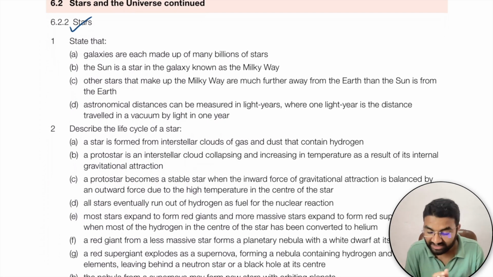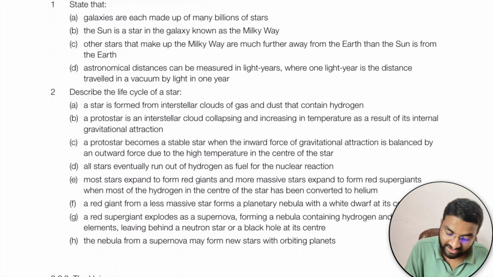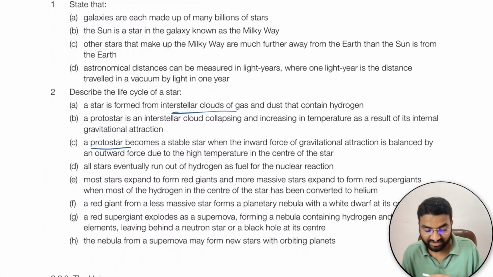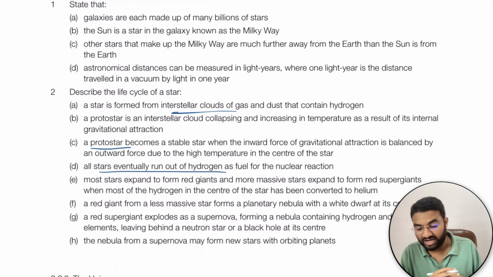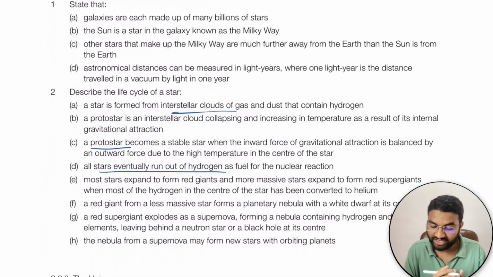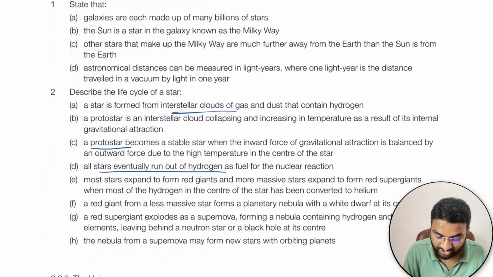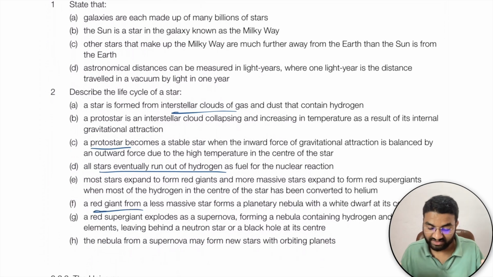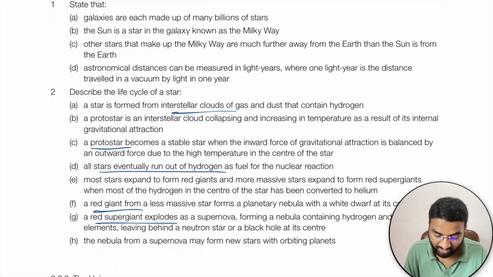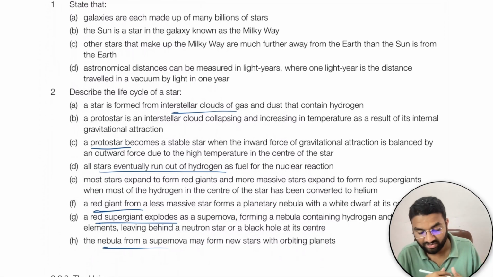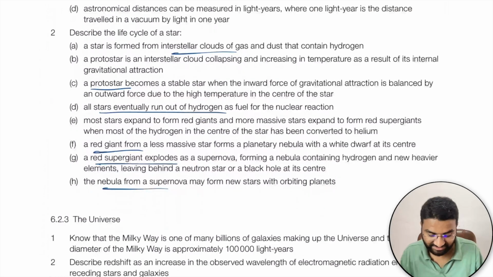Astronomical distance, what is astronomical distance, we have to understand. Interstellar cloud, then protostars. Then how all stars eventually run out of hydrogen as fuel, and their nuclear reactions. Next, red giants form from the star, then a red supergiant explodes, then nebula forms, supernova. These are the concepts we have to understand in this part.